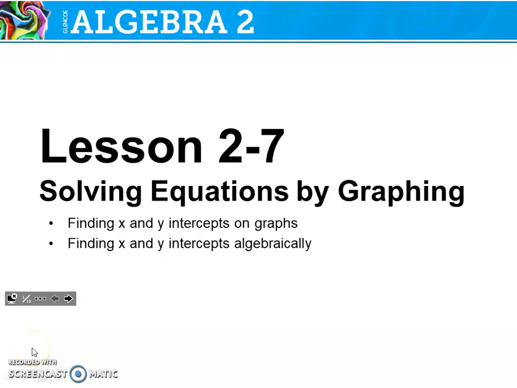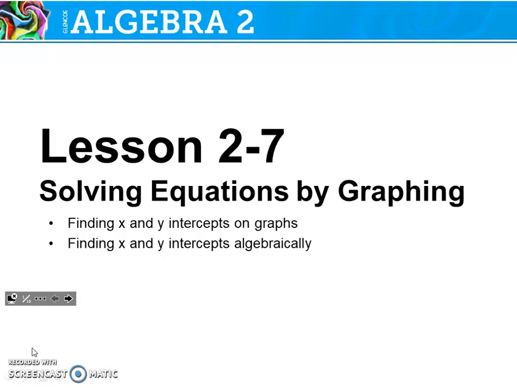Okay, we are going to be covering lesson 2.7 today. It is not going to be as long as some of our others that we've gone over. So today what we're going to be focusing on is finding your x and y intercepts based on graphs, and we're going to talk about finding your x and y intercepts algebraically, which is actually going to tie into what we did in lesson 1.1.